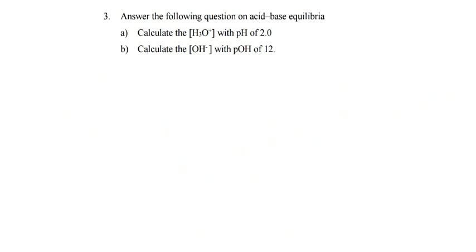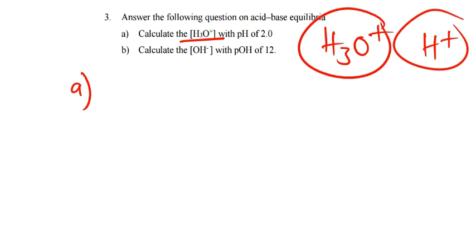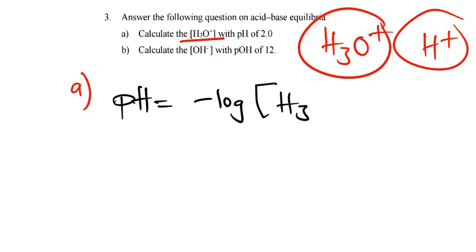Question 3, which I believe you don't even have to waste time on, just go on and answer it. Okay, pause the video and try out A. Calculate the hydronium ion concentration. I've already emphasized and tried to explain that hydronium ion concentration is the same as the hydrogen ion concentration. Don't be confused. So the pH can be written as either the negative log of this or the negative log of that. So calculate the hydronium ion concentration with the pH given. So write the formula for the pH: negative log of the hydronium ion concentration.